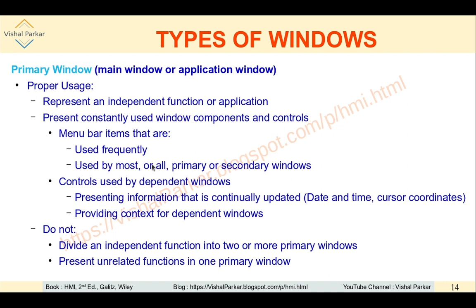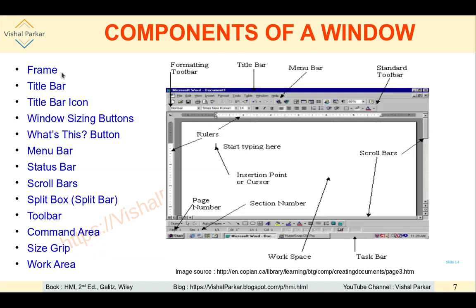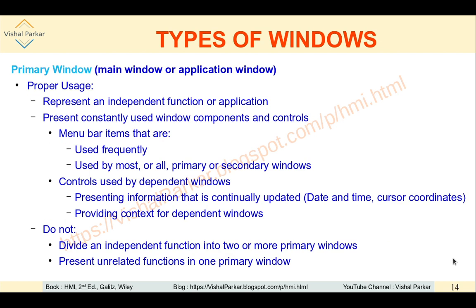So now we'll come to the types of windows. The first type is the primary window. So as we have seen previously, this is what is called one example of a primary window. Now, where they are used, they basically represent an independent function or application. So there will be one primary window for one application. You open that application, and the first window that appears may be the primary window for that application.